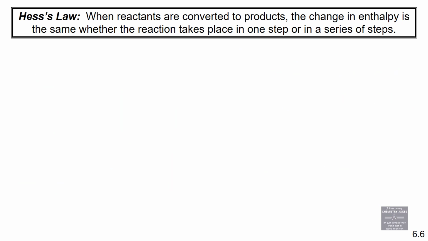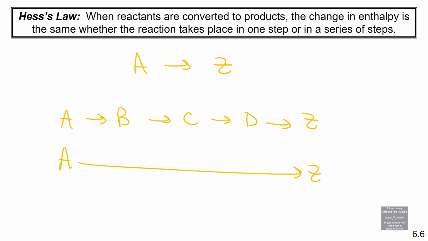Okay, on to Hess's law. Hess's law says enthalpy is a state function. And it doesn't matter when you go from A to Z, whether you go A to B to C to D, all of a sudden magically to Z, or whether you go straight from A to Z, no stopping, do not pass go, do not collect $200. It doesn't matter how you get there. Enthalpy is a state function. The net change from A to Z is going to be the same regardless.